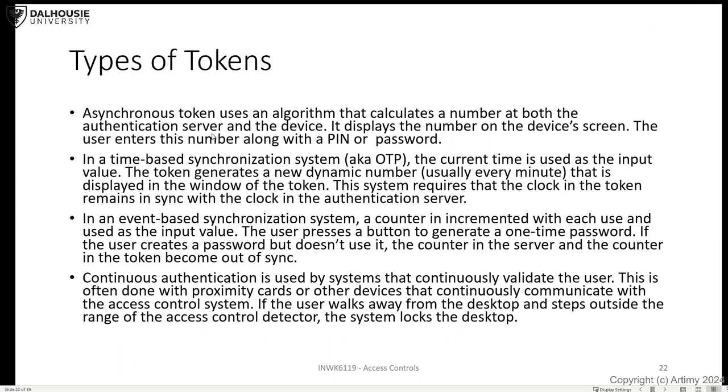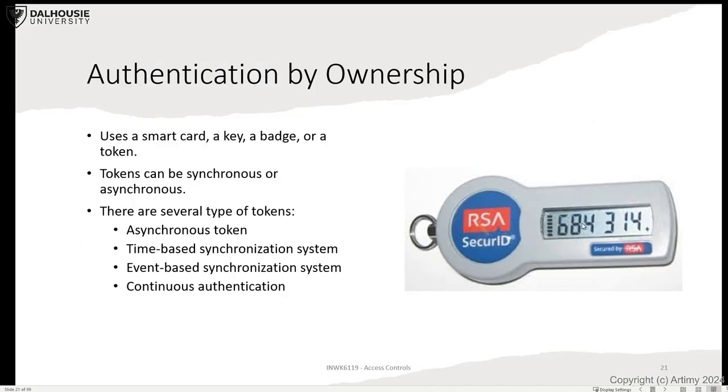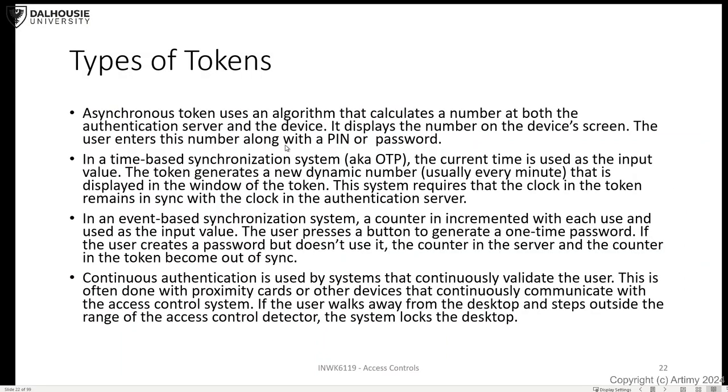The asynchronous tokens use an algorithm that calculates the number at both the authentication server and the device, displays the number on the device screen, and the user enters this number along with the PIN or password, right? And I'll show you details later. In the time-based, the current time is used as the input value. So the number changes based on time. The number that you see in the token here changes every minute, as I said. So it depends on time, which requires time synchronization between the server and the token.